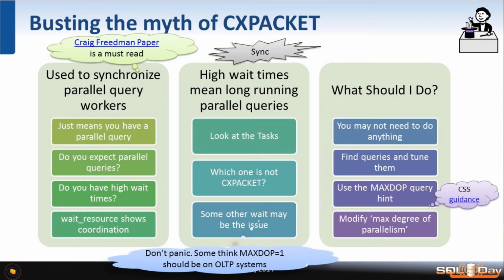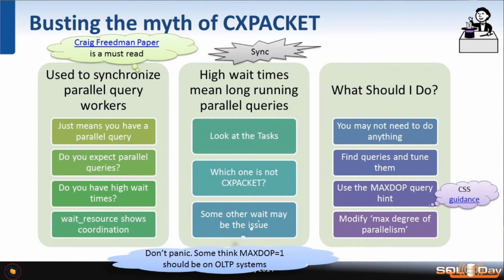And so, you have this MAXDOP hint at an individual query level. And then finally, you might consider modifying the max degree of parallelism value. We actually have, and when you get this deck, you can look at this link, some CSS guidance for what might be an optimal value to set for max degree of parallelism. It's a fairly complicated piece of advice because there's a lot of factors that go into play of what is the optimal value.